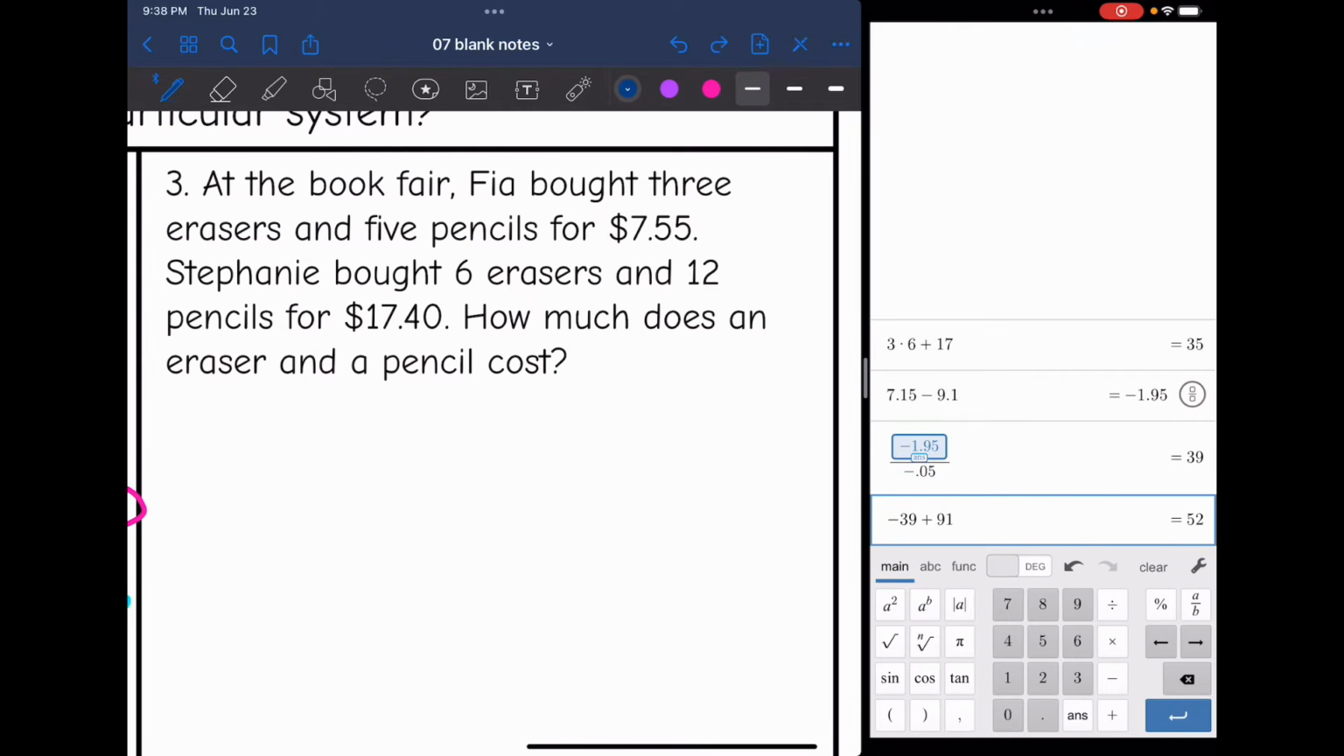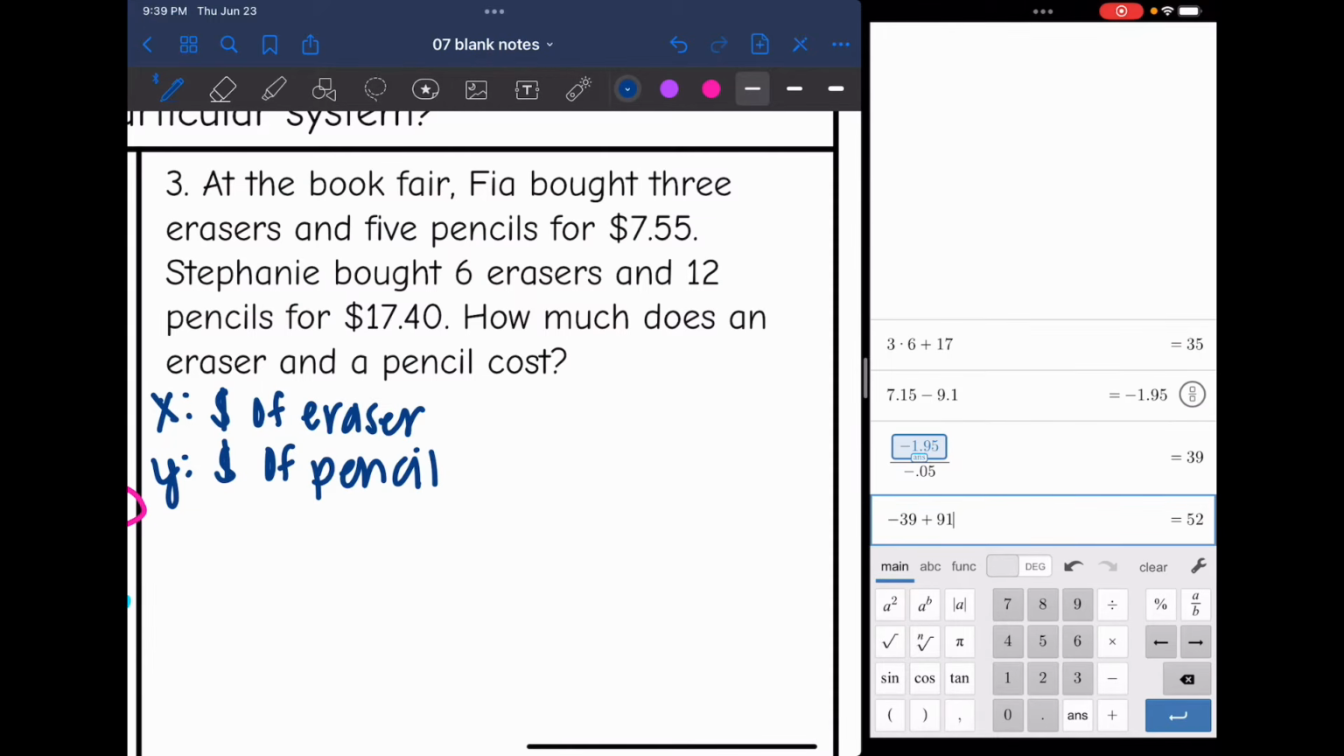Let's look at number 3. It says, at the book fair, Fia bought 3 erasers and 5 pencils for $7.55. Stephanie bought 6 erasers and 12 pencils for $17.40. How much does an eraser and a pencil cost? So there it's kind of telling us our 2 variables. We're trying to determine the cost of erasers and pencils. So x will be the cost of an eraser, and y will be the cost of a pencil.